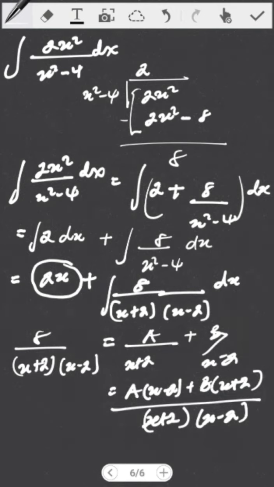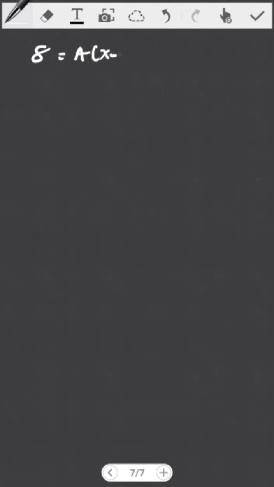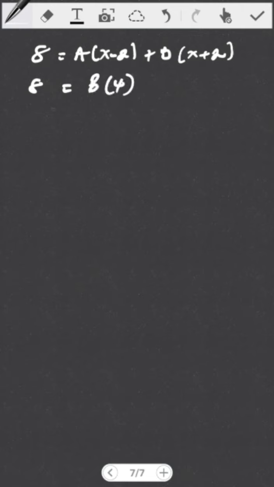So by comparing this, I'm going to say that I'm having 8 equals a into x minus 2 plus b into x plus 2, for proper substitution. If I put in a positive 2, I'm going to have 8 equals, this is going to be 0, and b into 4. And therefore, I would have 2 for b.